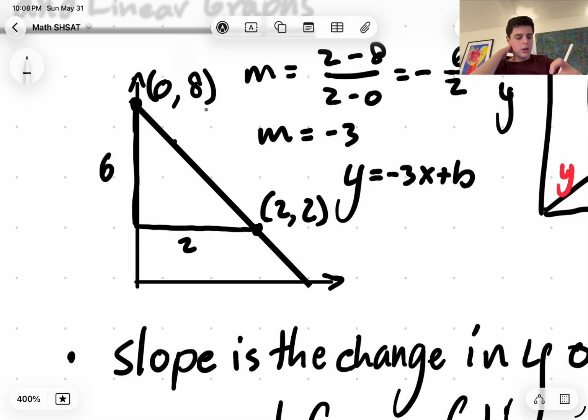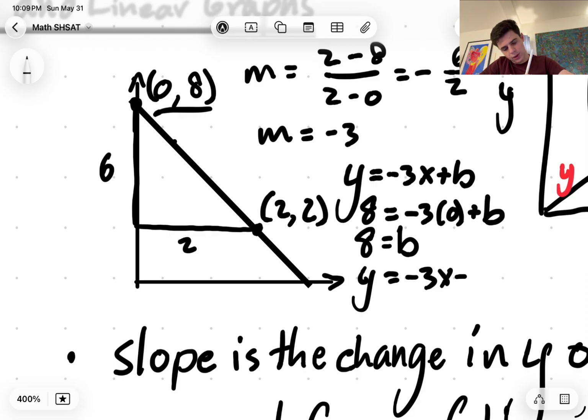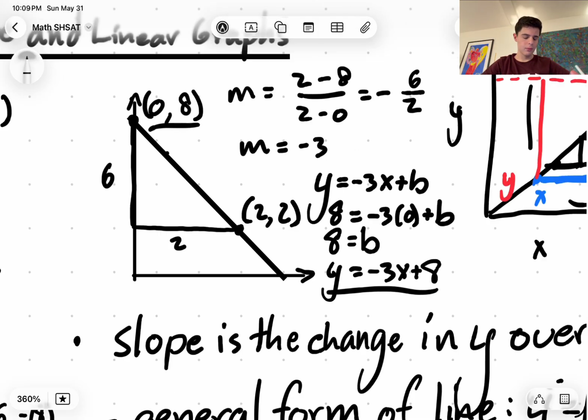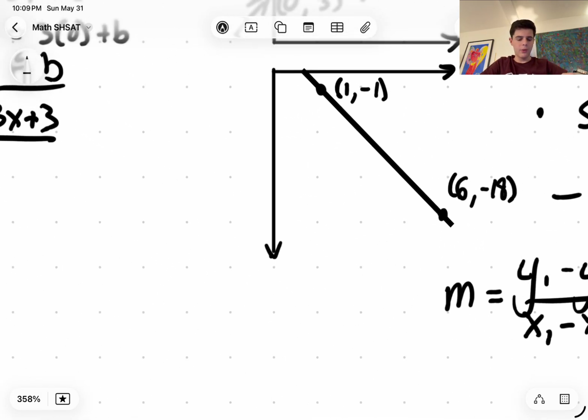So again, here it's given to us that when x is 0, y is 8. So if we plug this in, 8 for y and 0 for x, we get that. And then we get b is 8. So we get y equals negative 3x plus 8 as our final answer for this equation. And now we have our final equation, graph right here.